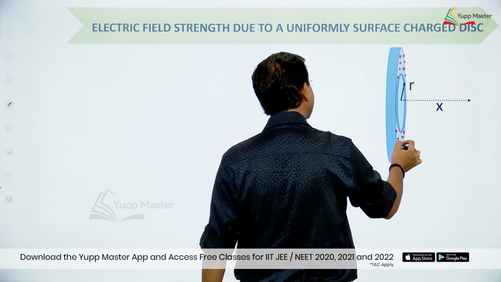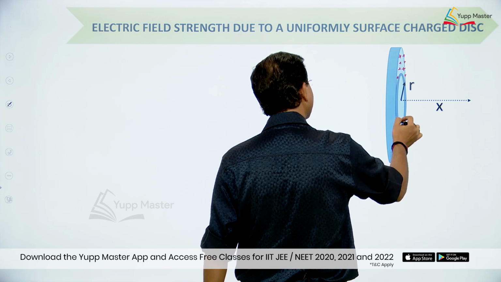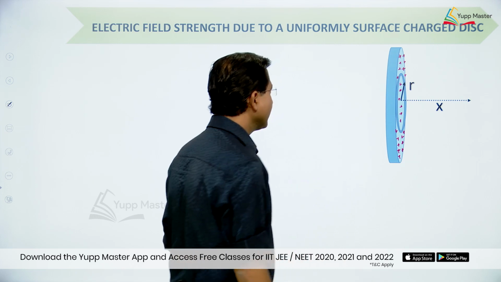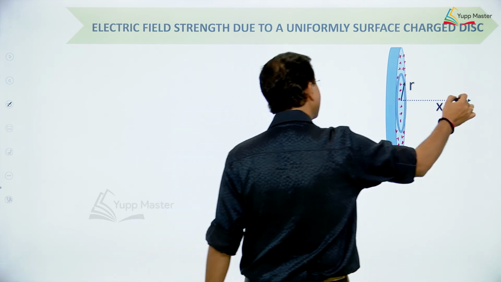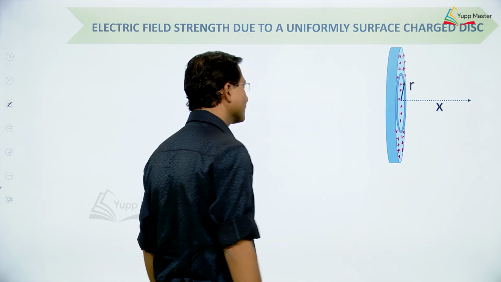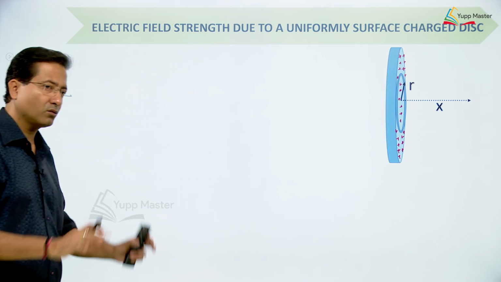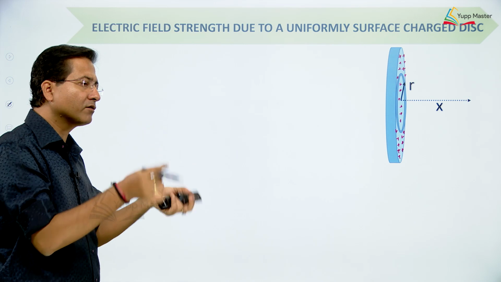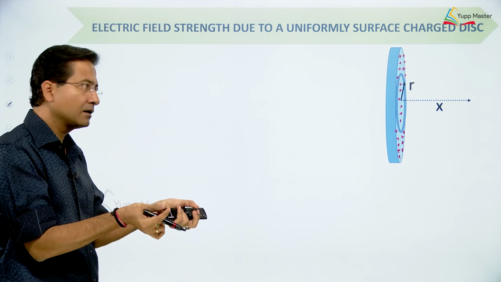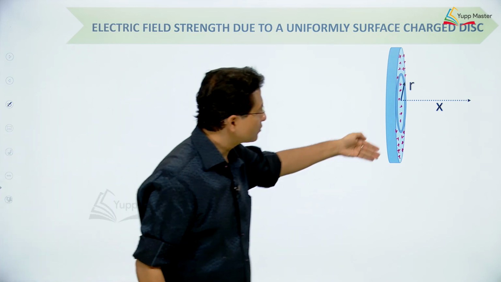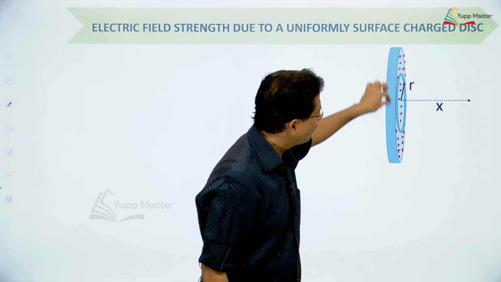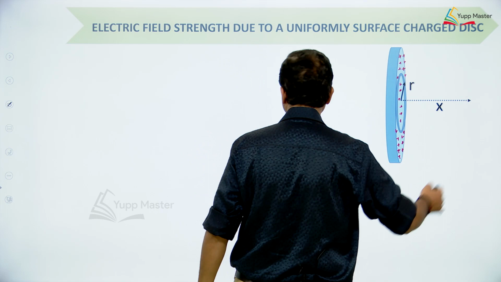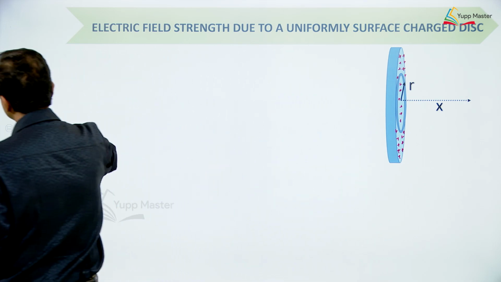So charge is distributed only on this surface, only one side, and due to this distribution I want to find out the field at this particular point. So I can assume this whole disk is made up of rings of different radius. Let the radius of the disk be capital R.